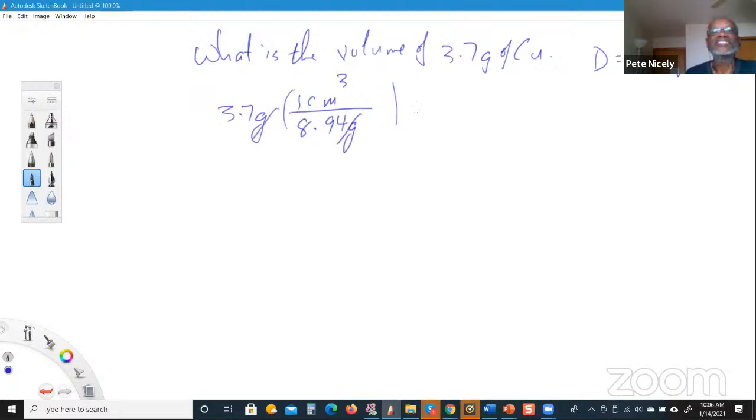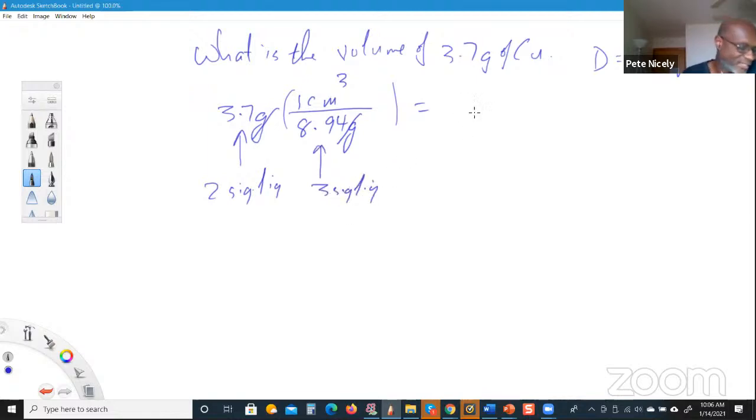We do the calculations, and let me do this calculation here. 3.7 divided by 8.94. According to my calculation, this works out to be 0.4138 and some other digits, but we need to round off to two sig figs because we have two sig figs here. And we have three sig figs here.